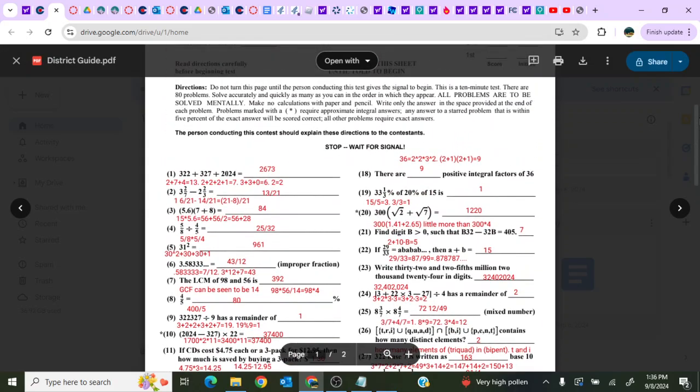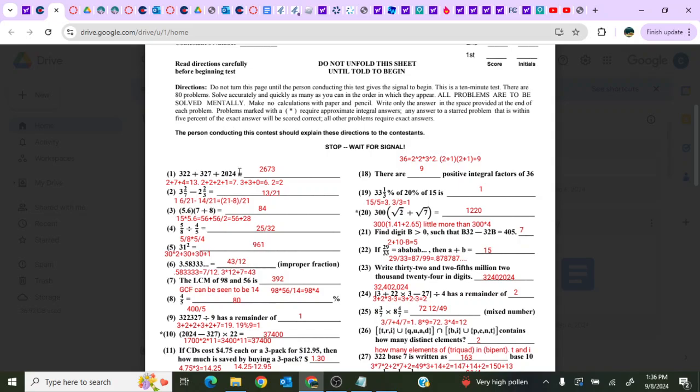Starting at number 1, you have a bunch of numbers added together, 322 plus 327 plus 2024. Just add up the digits one place at a time. Add up the ones place, you get 13, carry a 1, write a 3. 2 plus 2 plus 2 plus that 1 you carried over is 7. 3 plus 3 plus 0 is 6, and 2 is equal to 2.